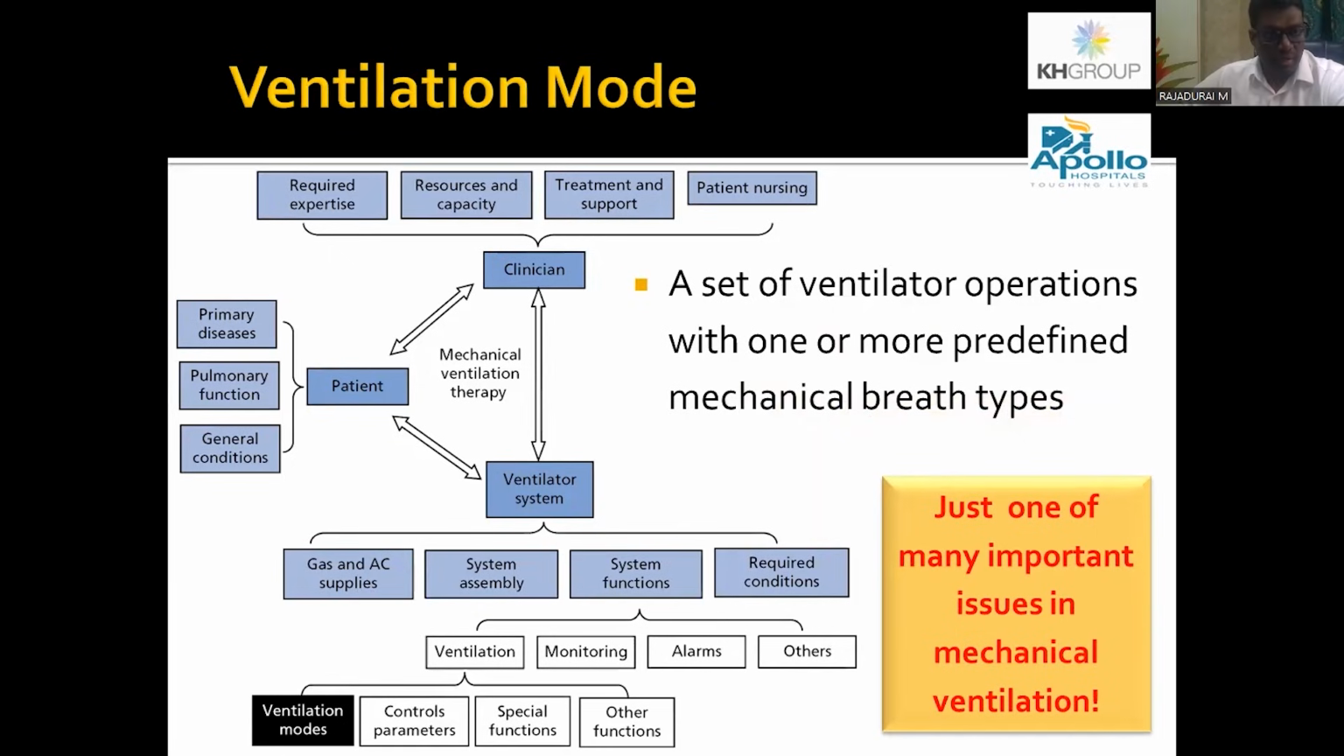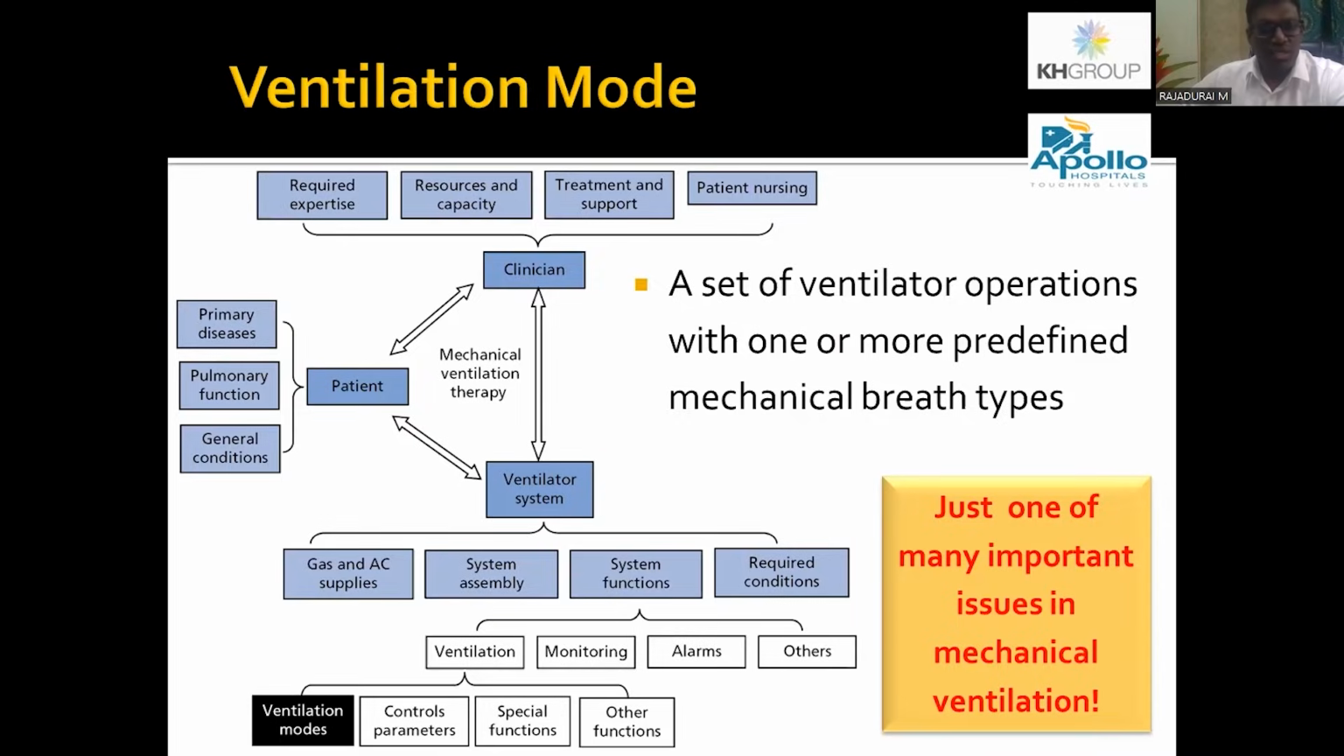We need to consider the primary disease, the pulmonary function, other complications, and lung dynamics of the patient. Of course, us, the clinician: what expertise we have, what resources we have, and what support system we have. And the third one should be the machine. So patient, clinician, and machine are the three important factors for you to decide a mode. It's not about having a prefixed mode in our mind and approaching the patient with that mode. It should be a dynamic process.